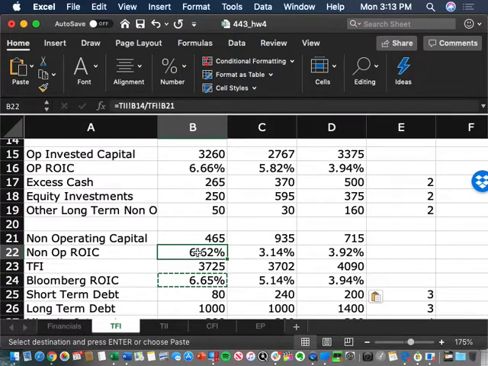Because if all this non-operating stuff is so big and consistent, then by definition it starts to become operating. Okay? Because that's the whole point of operating stuff: it's consistent. Non-operating shouldn't be as consistent, right? Because that's not supposed to be supporting what you do as a business.